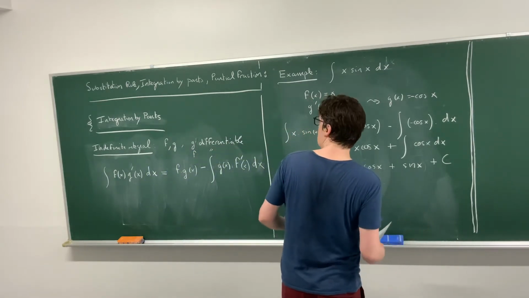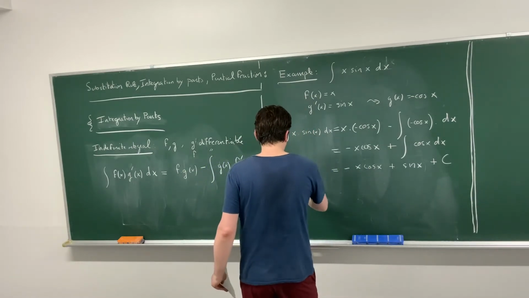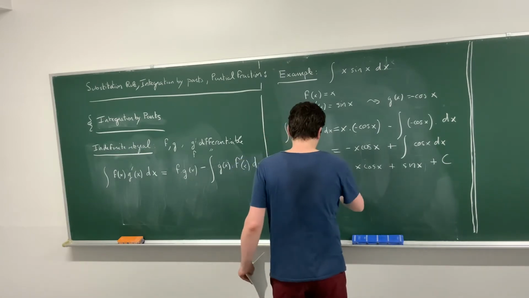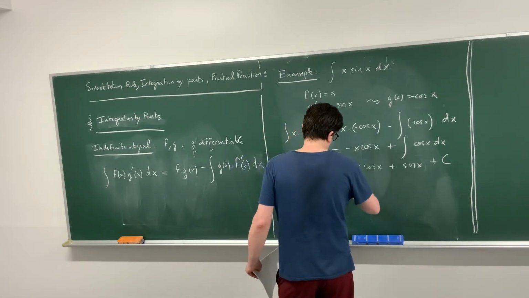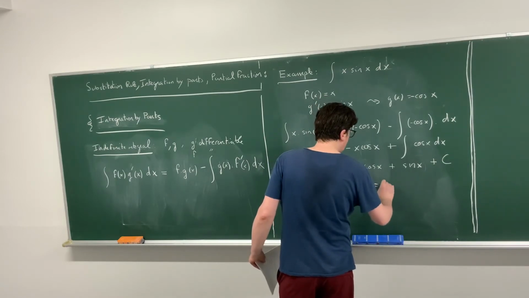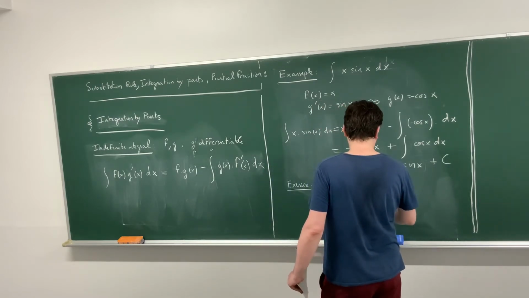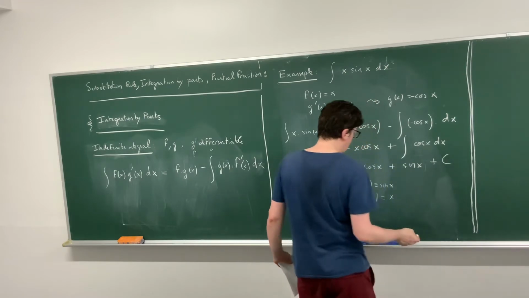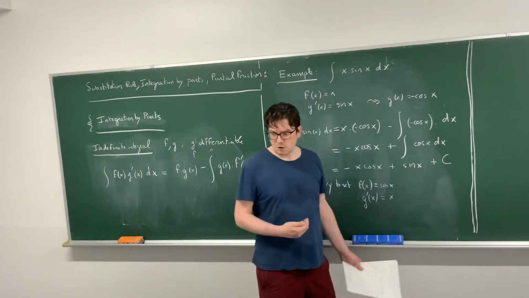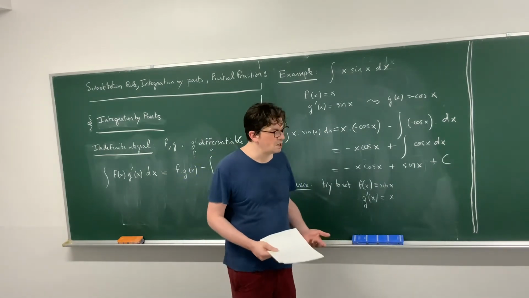Now, an interesting exercise would be this: you can try to set f of x equal sine of x, and g prime of x equal x, right? You can try. You can apply both formulas, but you will see that with this one, you will not really conclude anything, okay?